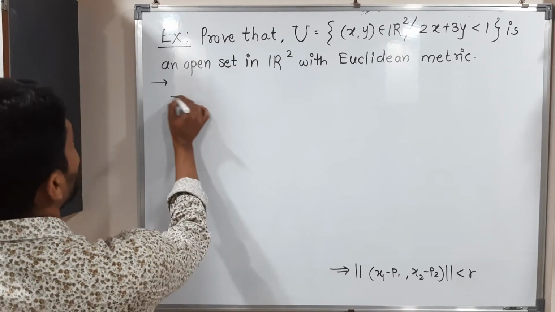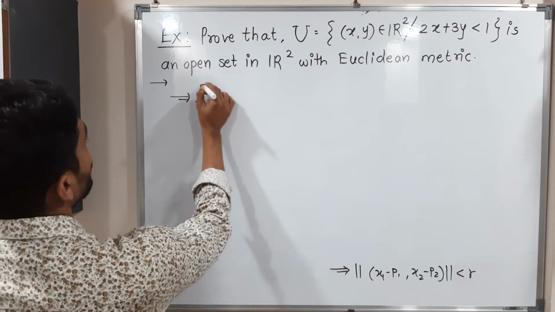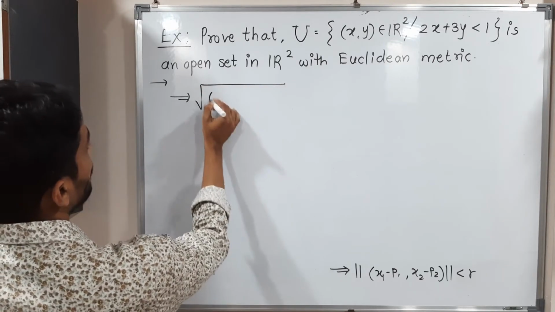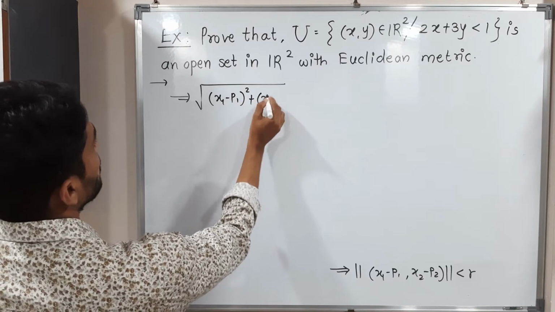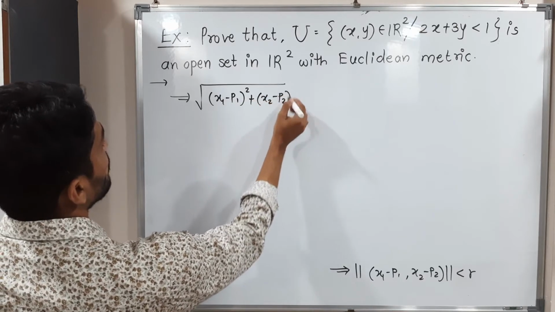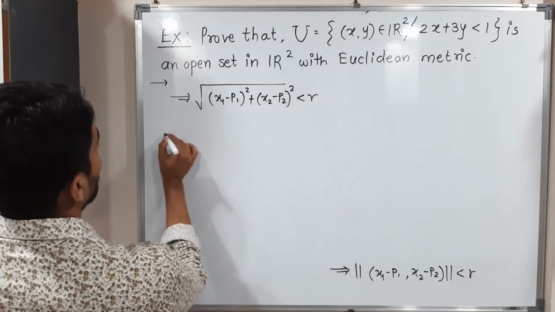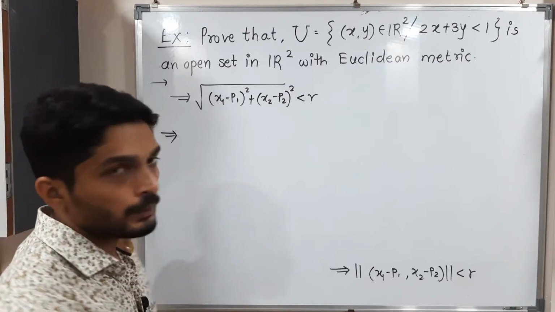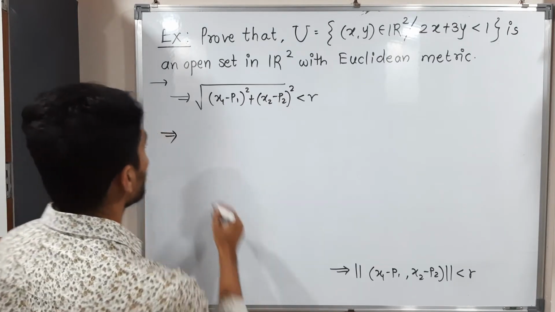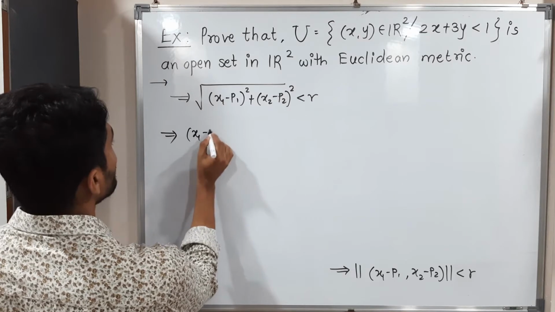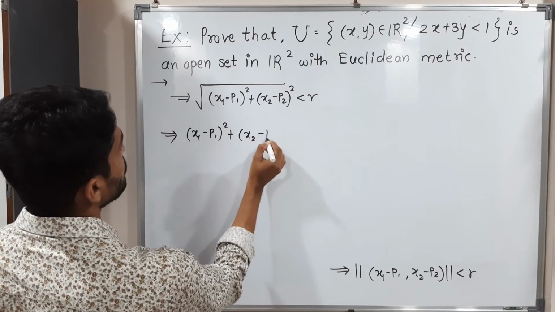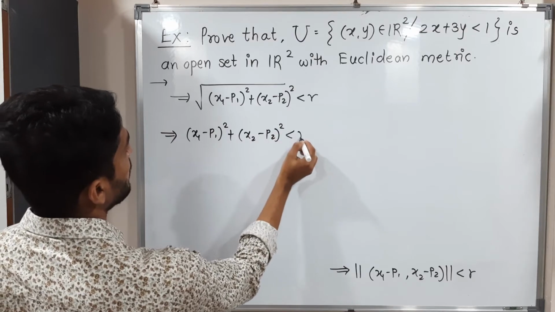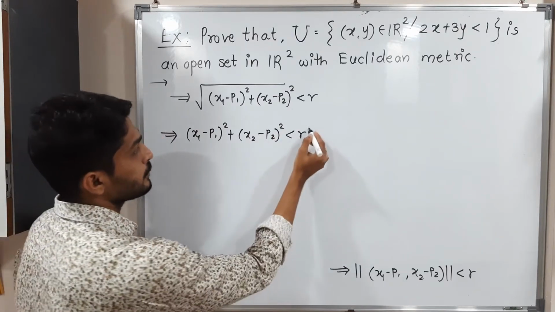Let us find its norm. Okay, how to find norm? Square root of first square plus square of second, less than r. To remove the square root, I will take the square of both sides. So therefore (x1 minus p1) square plus (x2 minus p2) square less than r square.